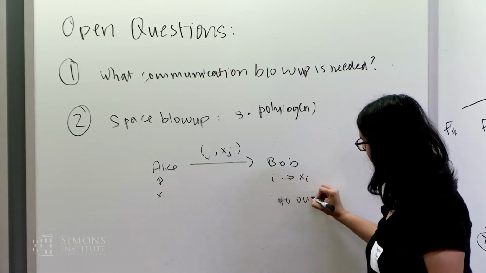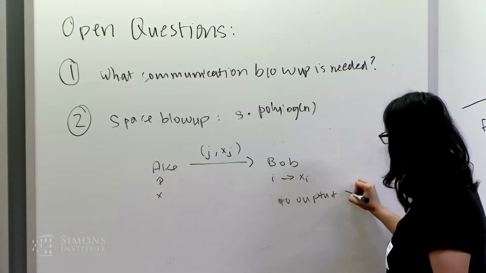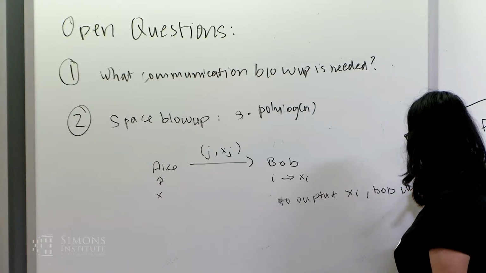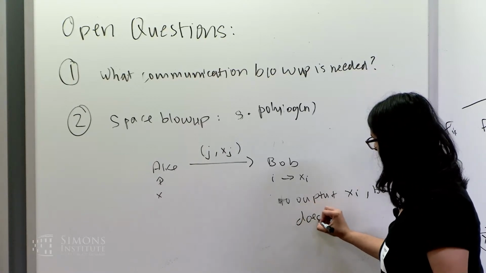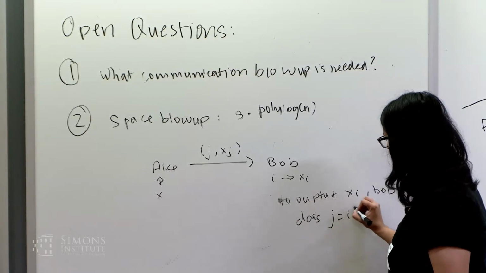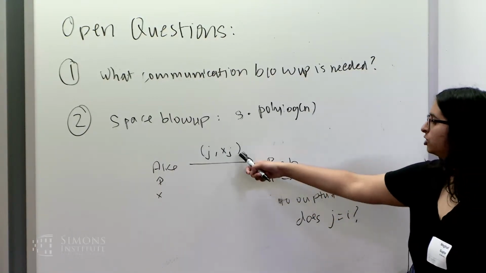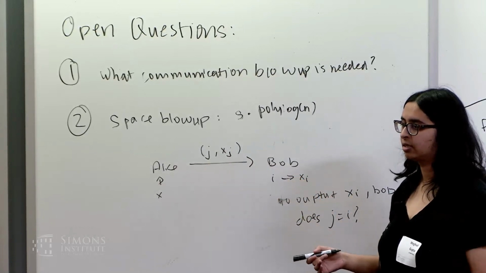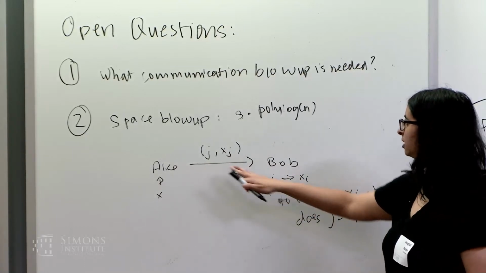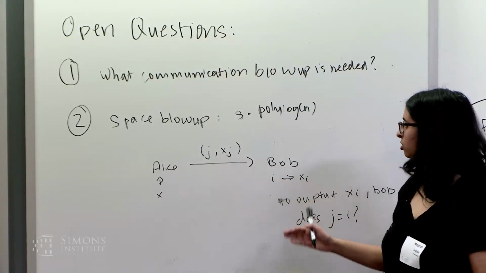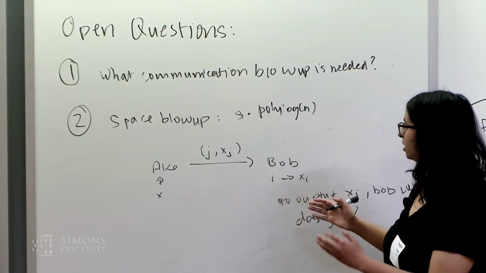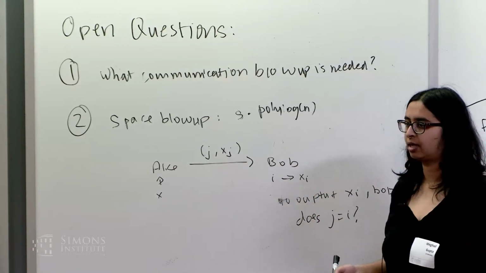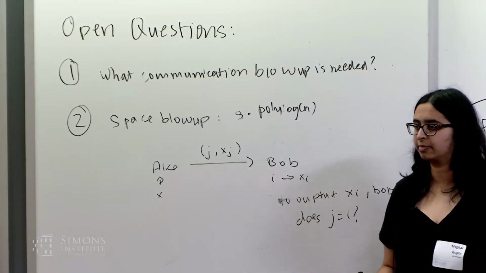To output x_i, Bob checks, does j equal i? And if j equals i, then he just outputs the next bit, right? But j is only length log n, because the index itself is length log n. So Bob only needs to check if all of the bits of that log n length string are equal to all of the bits of his string. So actually, this process only requires log n bits.